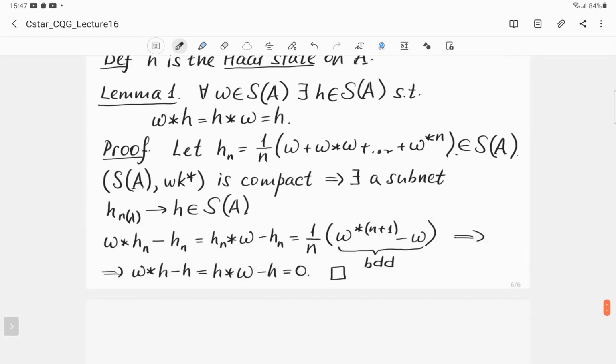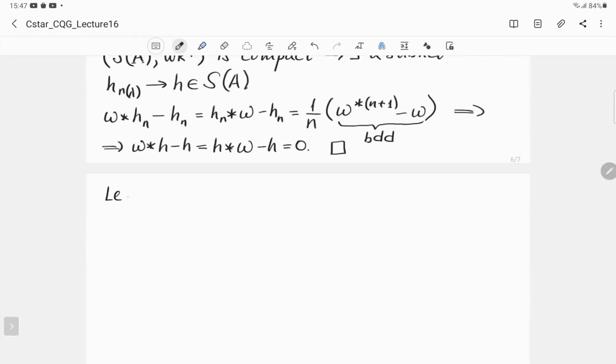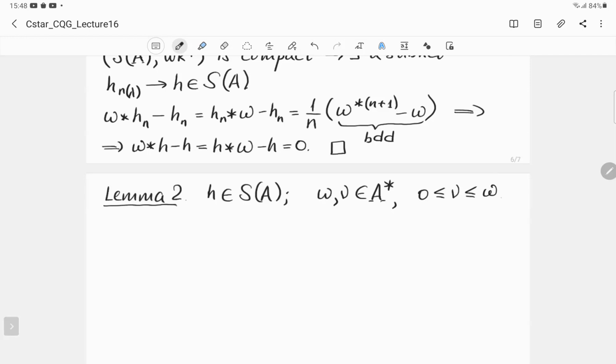Okay, now lemma 2, which is actually the key point in our theorem, the key technical point. Suppose that H is a state on A, and suppose that omega and nu are two positive functionals on A, satisfying the following inequality. So this inequality means that both omega and nu are positive, and moreover that omega minus nu is also positive.